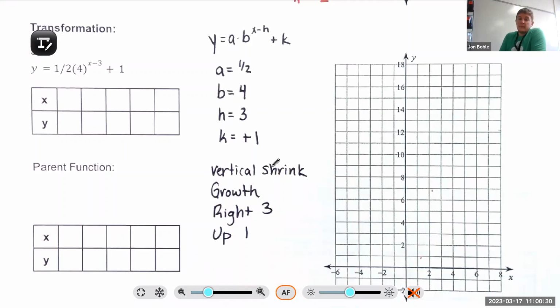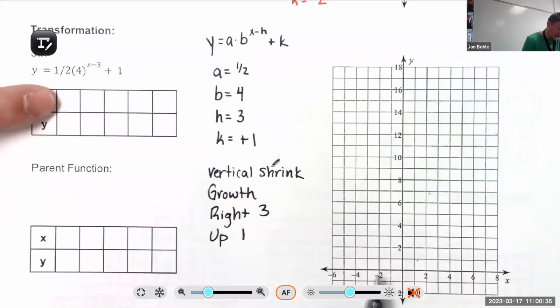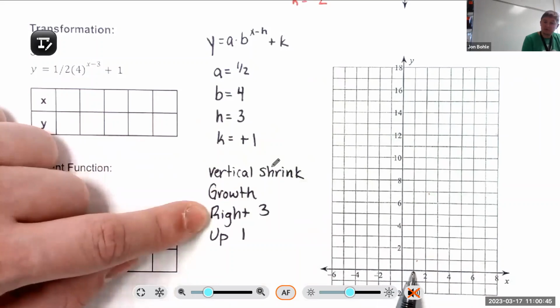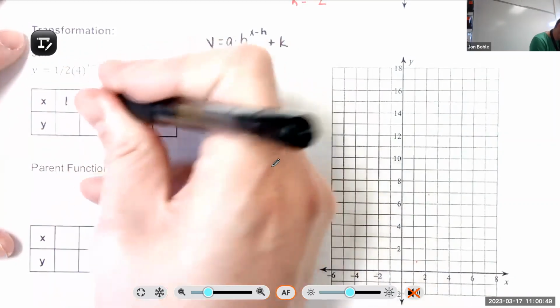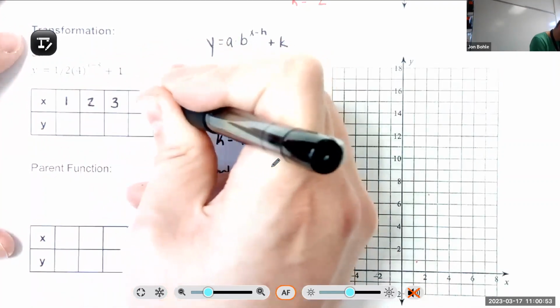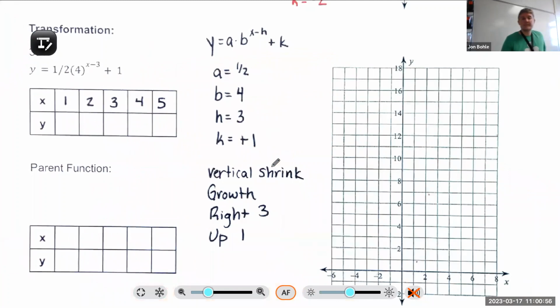Okay. All right, let's figure out what X value I'm going to be at. My X value normally starts at -2, but my graph is being moved to the right 3. So I'm going to the right 1, 2, 3. What's my first Y value going to be? 1. Sure. So this graph is going to start at 1.